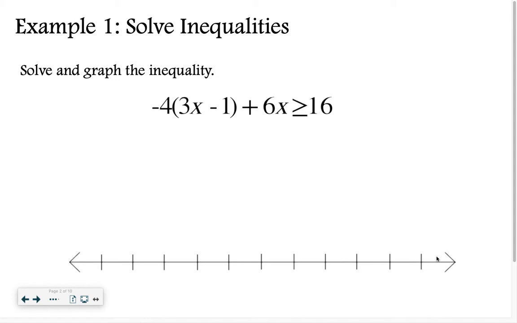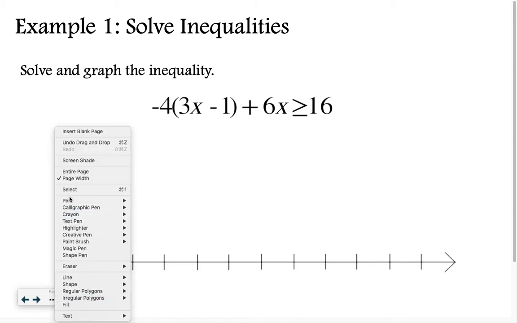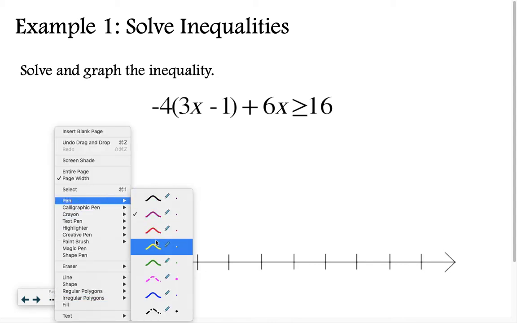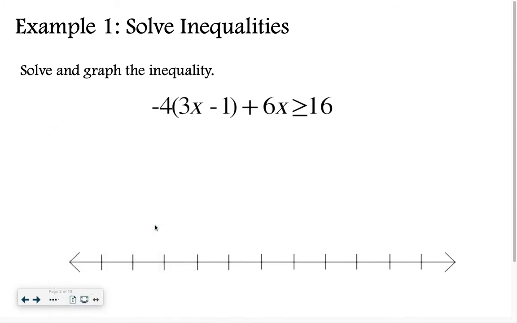This is really similar to just solving equations, except now instead of an equal sign, we have greater than, less than, greater than or equal to, less than or equal to. Okay, so let's start by solving this problem. So we want to isolate x. We want to get x all by itself.